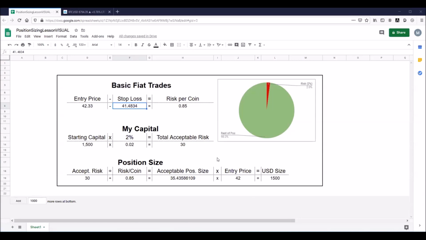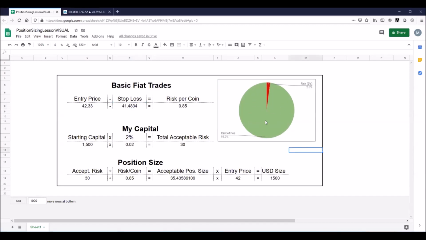I've got a setup here. Let's just pretend this is Litecoin for a second, because that was the last thing I think I used as an example the last time we looked at the position sizing sheet. Now I've copied this over, so this is not the old one. You'll notice the difference here is this pie chart.